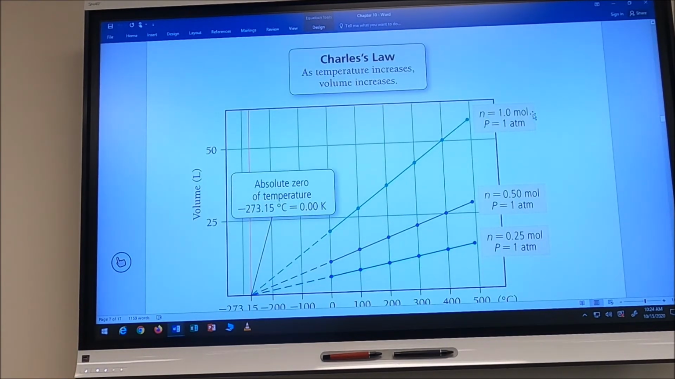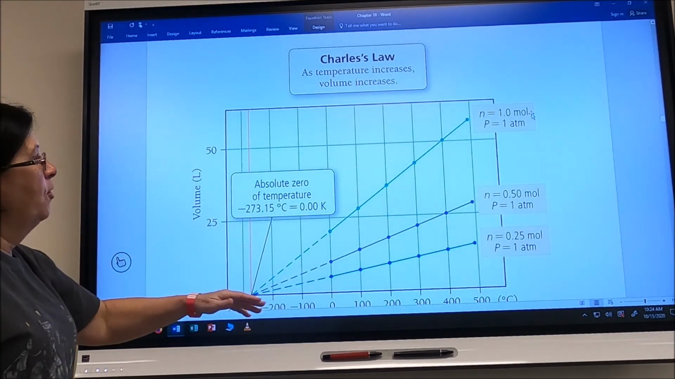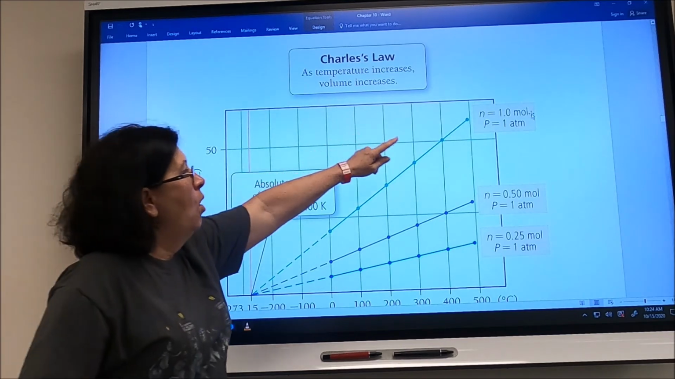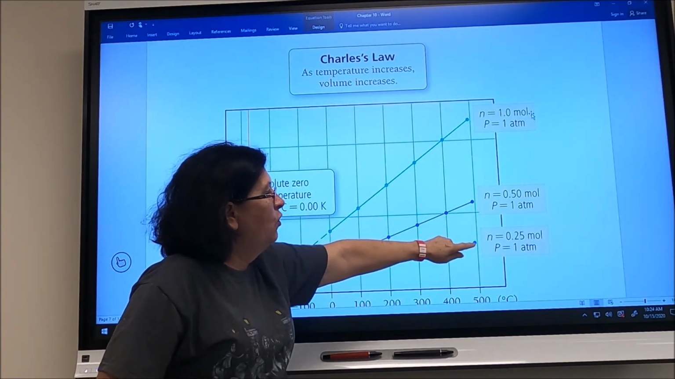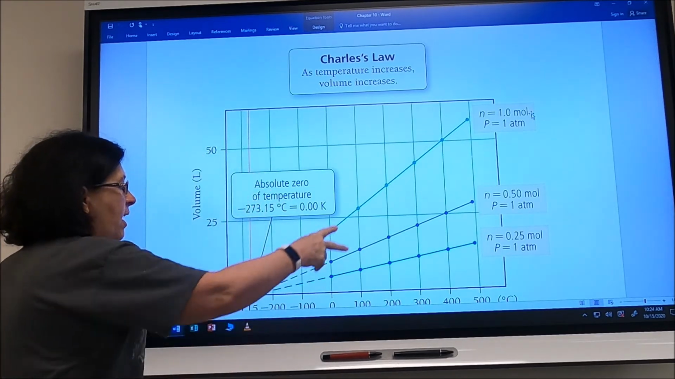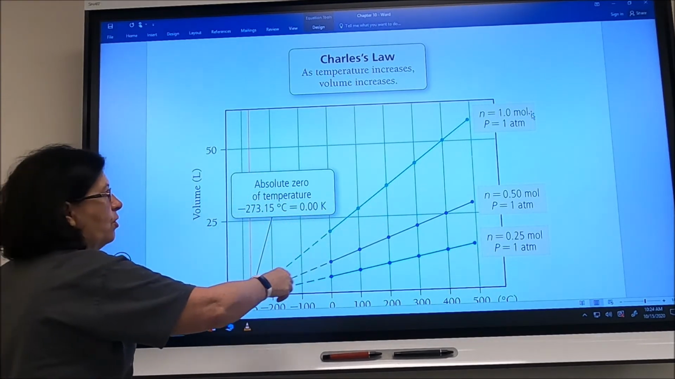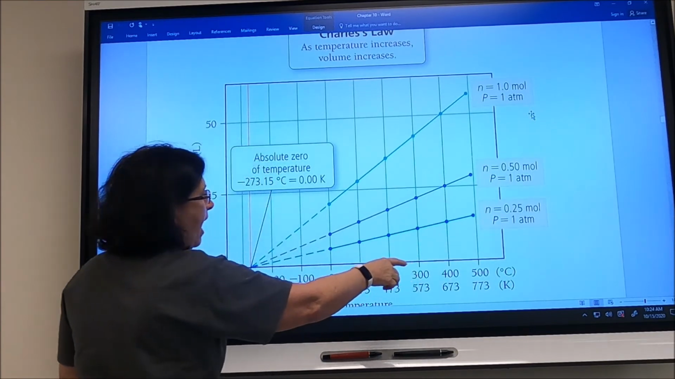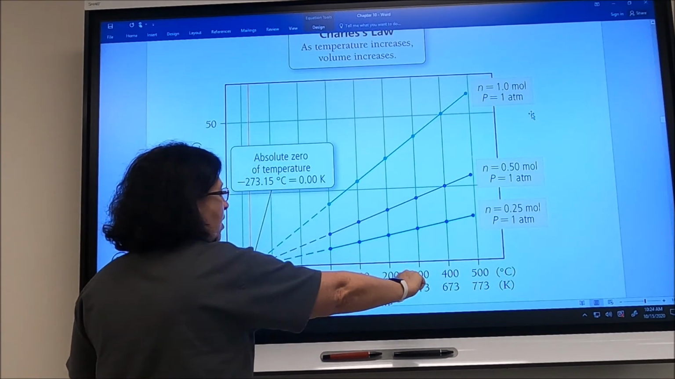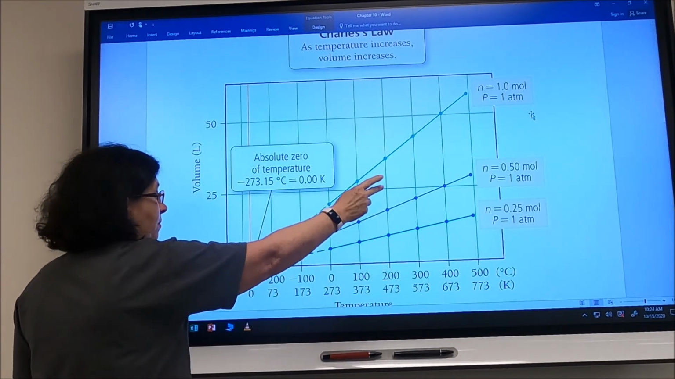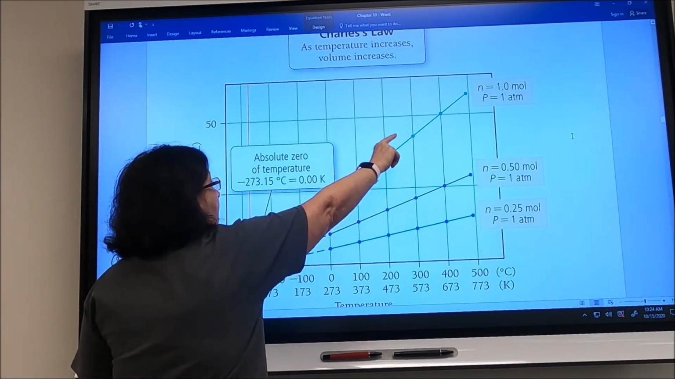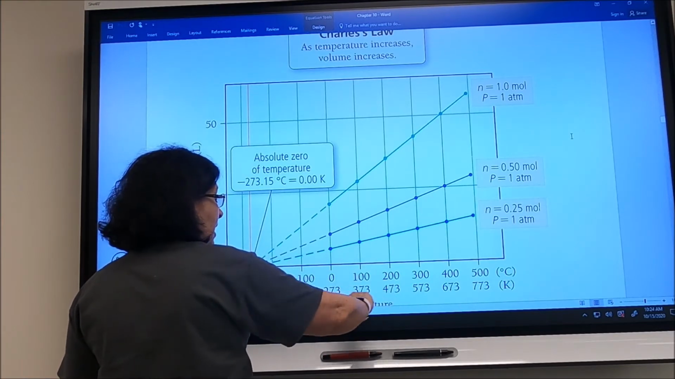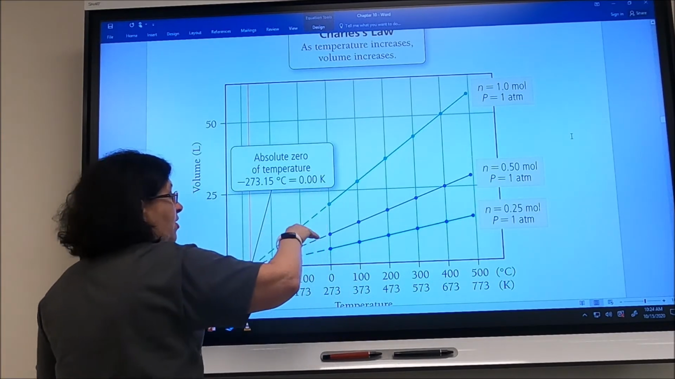Now, here's some graphs of Charles's data. He had 3 different sample sizes: 1 mole at 1 atmosphere, 0.5 mole at 1 atmosphere, 0.25 mole at 1 atmosphere, and he was decreasing the temperature. Everything started out at 500 degrees C, 773 Kelvin. And as he brought the temperature down, notice that as temperature comes down, the volume comes down.